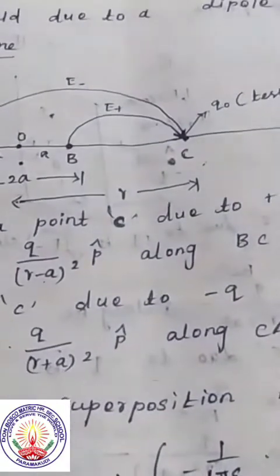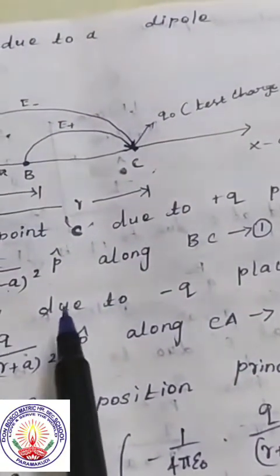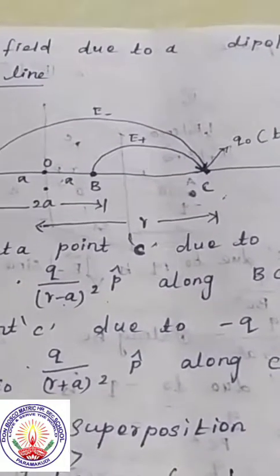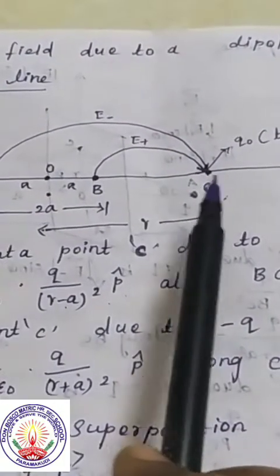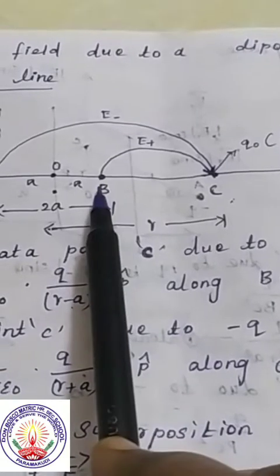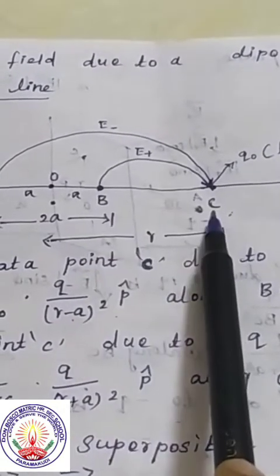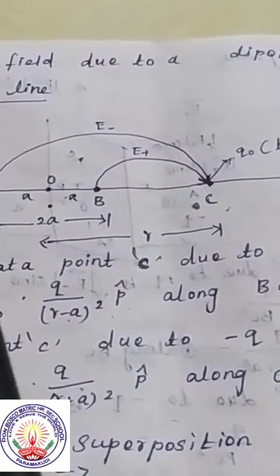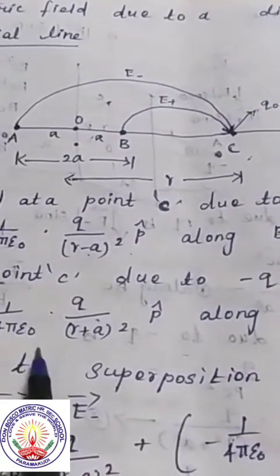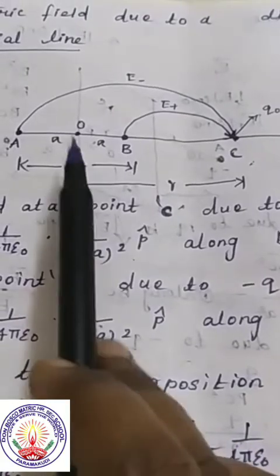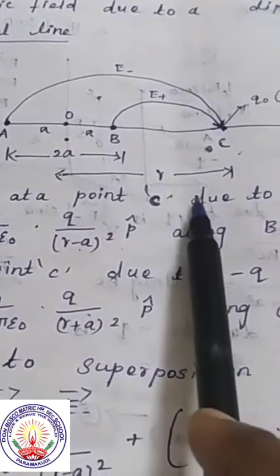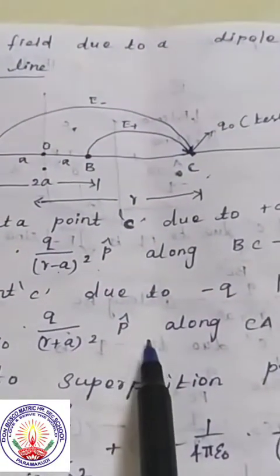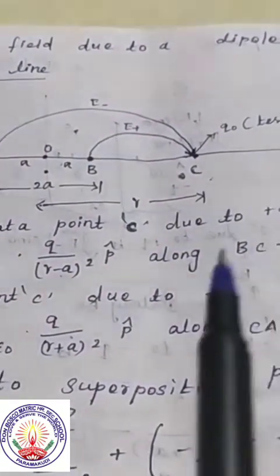Then next, electric field at a point C due to minus Q placed at A. First we have to take B and C. Next we have to take C and A. Already we know the formula. So 1 by 4 pi epsilon naught, Q by the distance between A and C, which is R plus A, the whole square, P cap along CA.